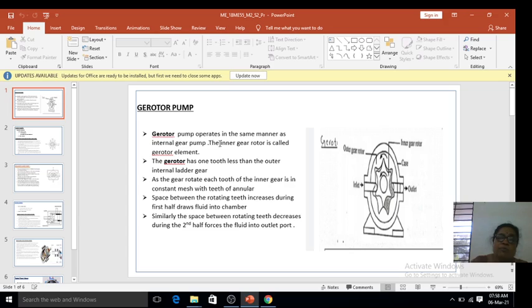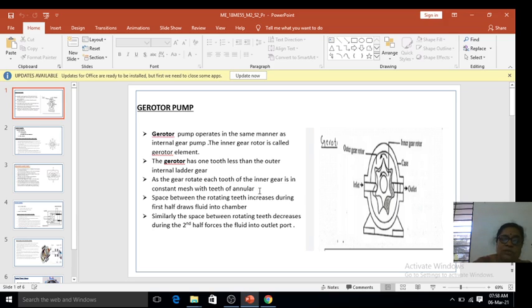The G-rotor pump operates in the same manner as an internal gear pump. The inner gear rotor is called the G-rotor element. The G-rotor has one tooth less than the outer internal gear. As the gear rotates, each tooth of the inner gear is in constant mesh with the teeth of the annular gear.